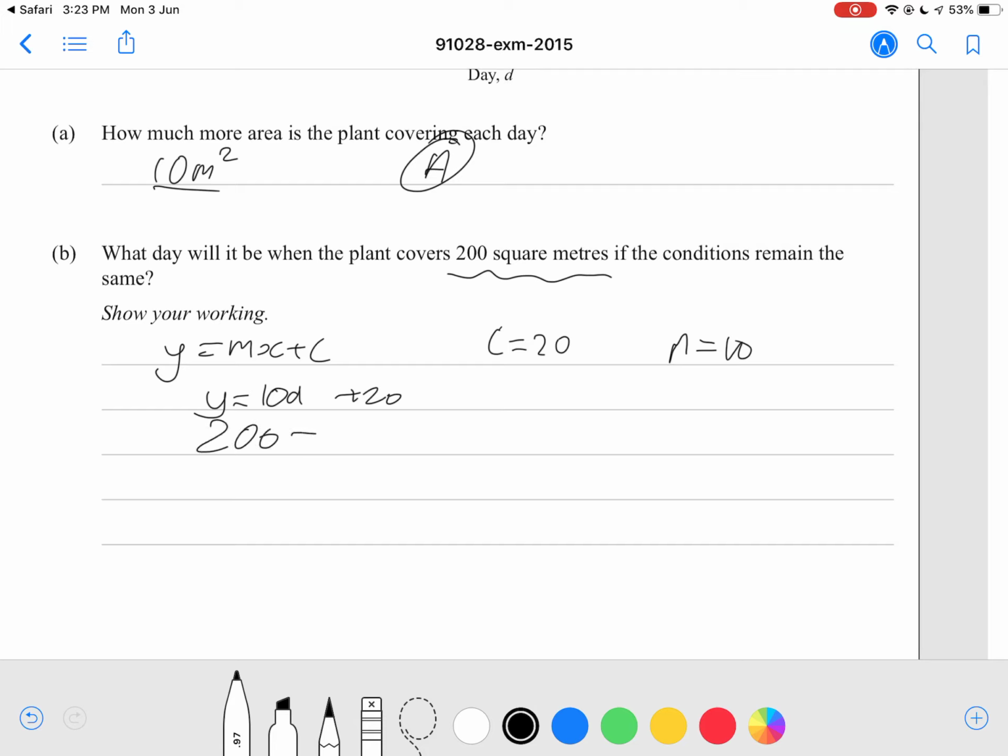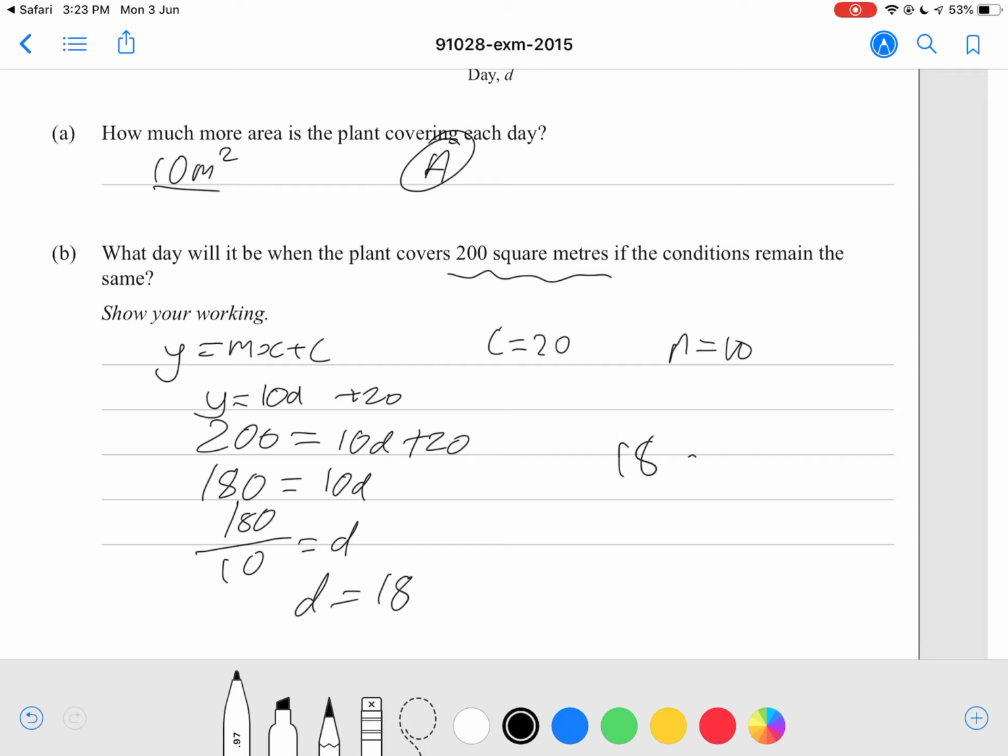So 200 equals 10d plus 20. You move the plus 20 to the outside, becomes minus 20. So 180 equals 10d. And therefore, 180 divided by 10 equals d. D therefore equals 18. So we're going to say, as our final answer, 18 days here.